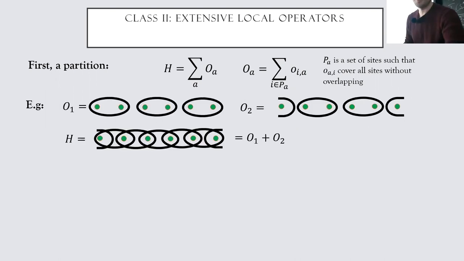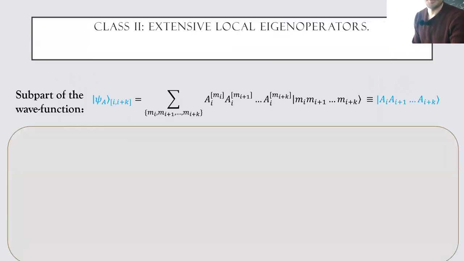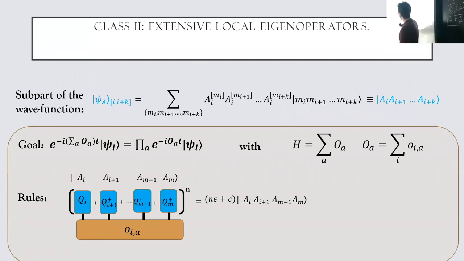And so I'm just going to give an example here. Imagine I have a Hamiltonian that is built out of two-site operators. So this will be my initial Hamiltonian. And then a partition of it would be, say, to only pick the even sites or the odd sites, right? And now my O_1 plus O_2, when I add them together, will give me back my original Hamiltonian. Now, the set of rules I will devise is to try to find states that will be described by a broken unitary. So we're going to try to find states psi_L that are described by a broken product of these O operators. That will be the goal.